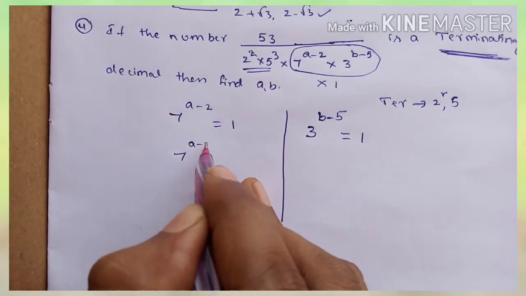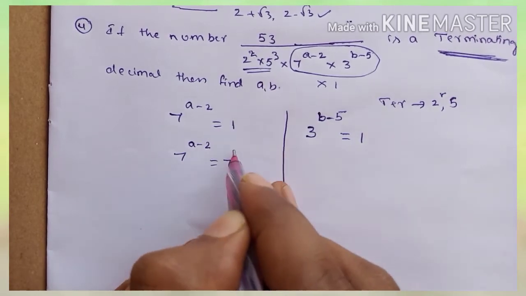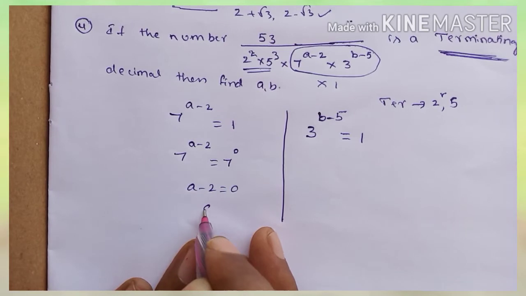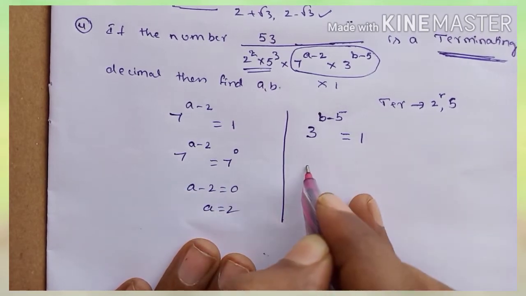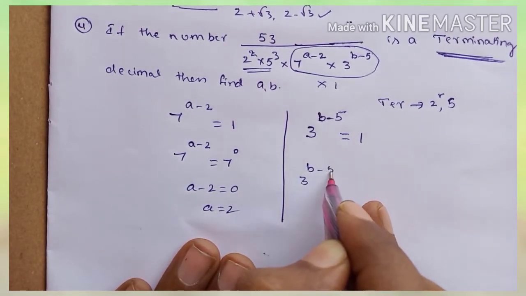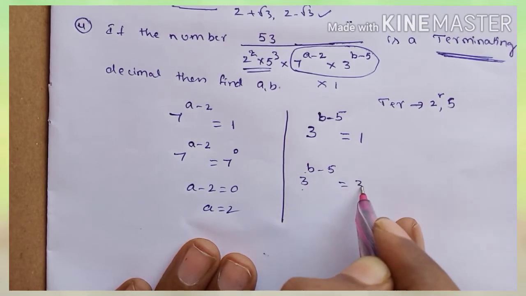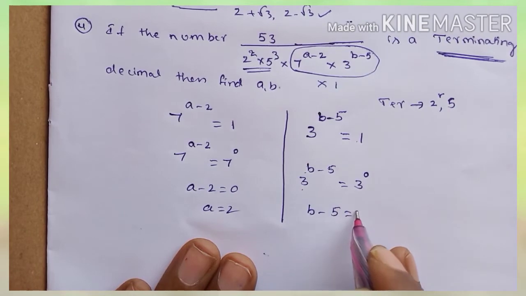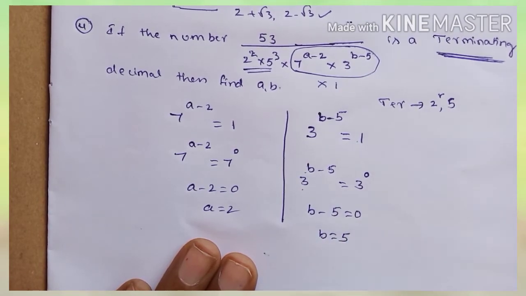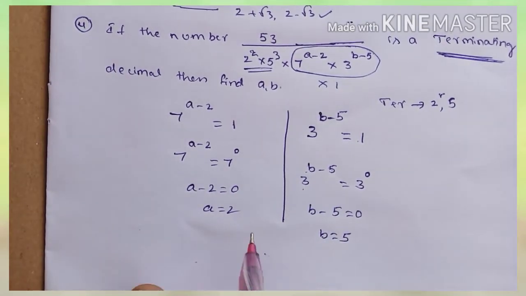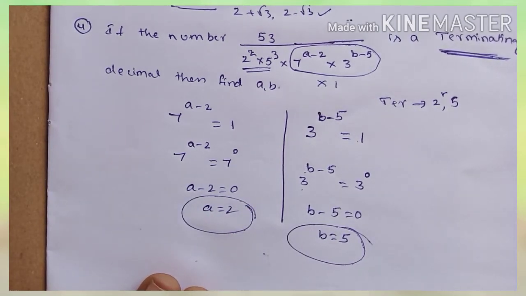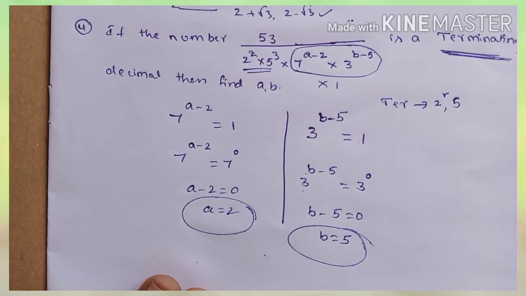Then 7 to the power a minus 2 is equal to 1. We can write 7 power 0, so a minus 2 is equal to 0, a is equal to 2. Similarly, 3 power b minus 5 is equal to 1. We can write 3 power 0, b minus 5 is equal to 0, the value of b is equal to 5. So the value of a is equal to 2 and the value of b is equal to 5. Okay, let's go for the next one.